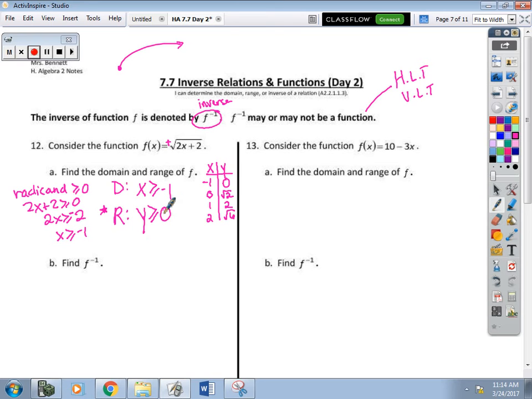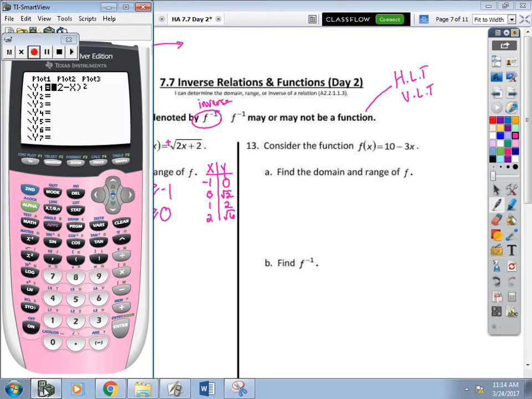Now, I did say we could do this graphically, so let's take a look at the graphing calculator. If we were doing this in our calculator, we would type in the square root of 2x plus 2, and then close our parenthesis, and zoom 6 to give us a standard window. And you can see more precisely that, yes, the x value starts at -1 and goes into infinity, and my y values, the smallest the y ever gets, is 0 to infinity.